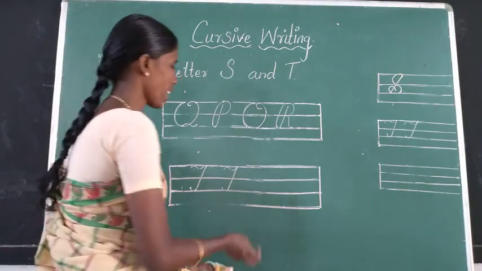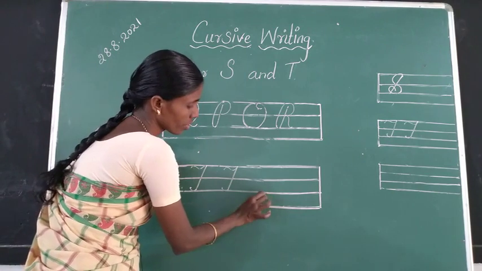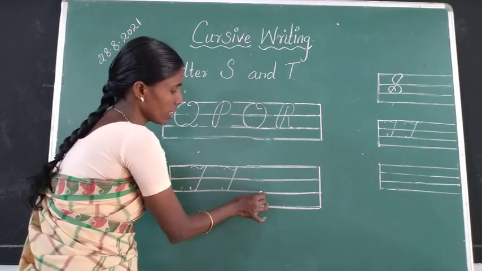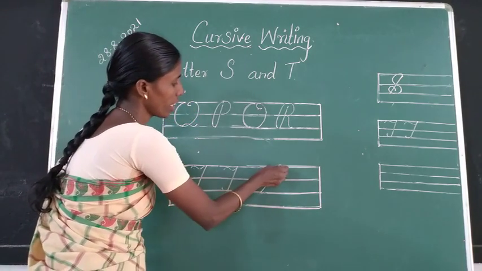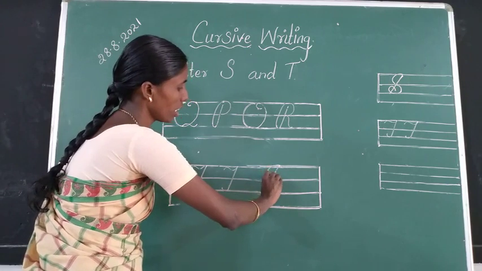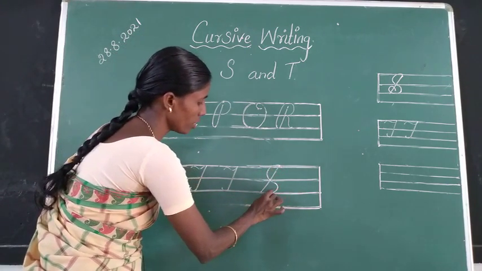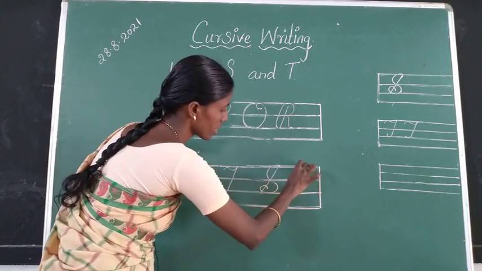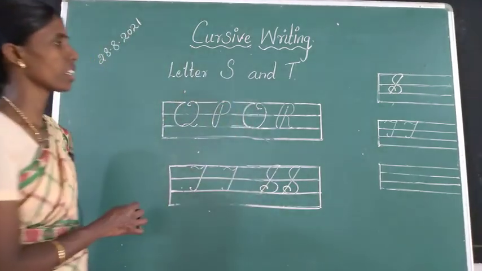Okay. Next S. Put a pencil point on the third line. Draw a slant line up to the top, then come down with the left curve, then come down with the right curve and make a loop and turn it inside like that.